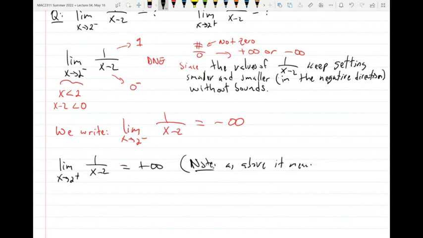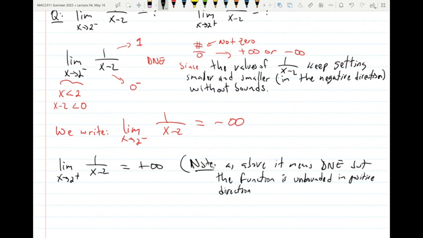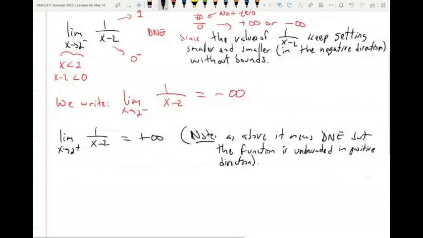It means the limit does not exist, but the function is unbounded, but this time in the positive direction. Okay. So that's what we call an infinite limit. Okay. So let me write down the definition.